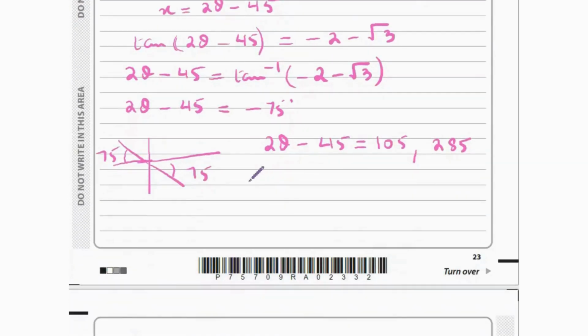So theta is going to be 105 plus 45 divided by 2, and 285 plus 45 divided by 2. So we get values of 75 degrees and 165 degrees. These are your solutions for the given equation.